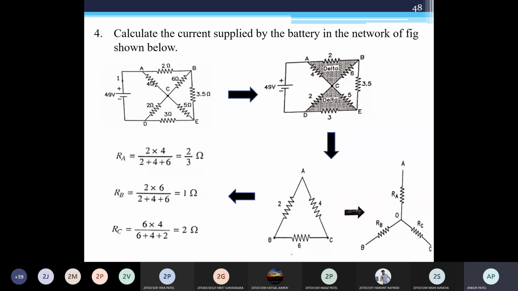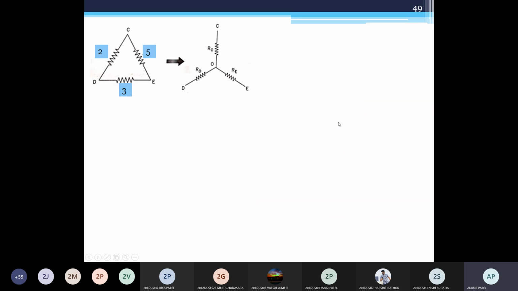This is ABC. Now we are moving to CDE. Now CDE is 2, 5, 3. So this RC, RE, RD. For RC, 2 into 5 divided by 2 plus 5 plus 3. For RE, 5 into 3 divided by 2 plus 5 plus 3. And for RD, 2 into 3 divided by 2 plus 5 plus 3. So that is 1, 3 by 5, 1.5.